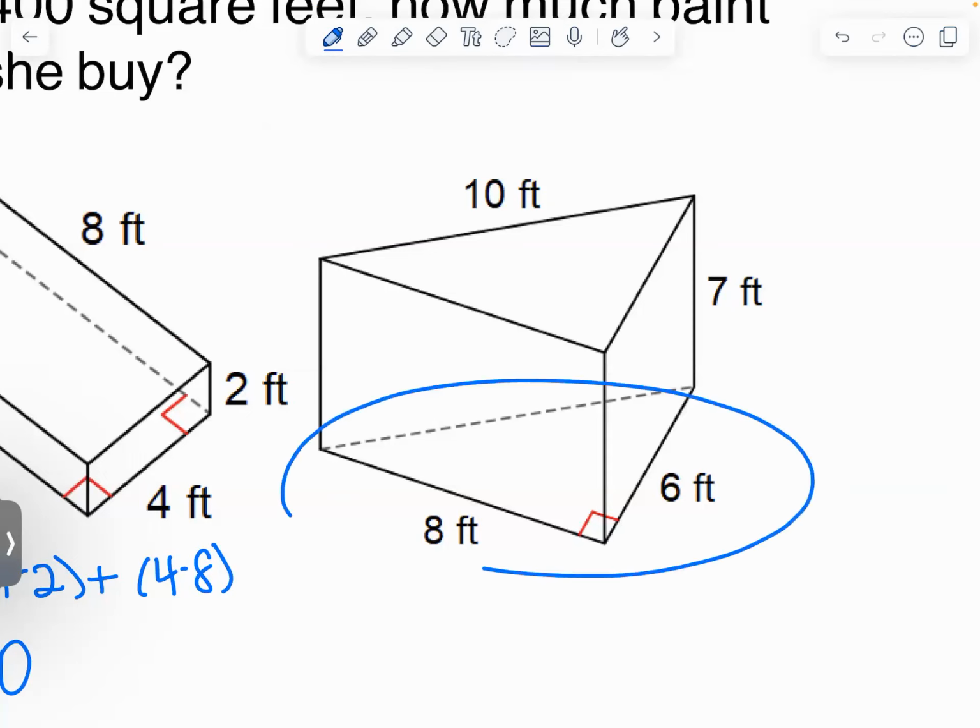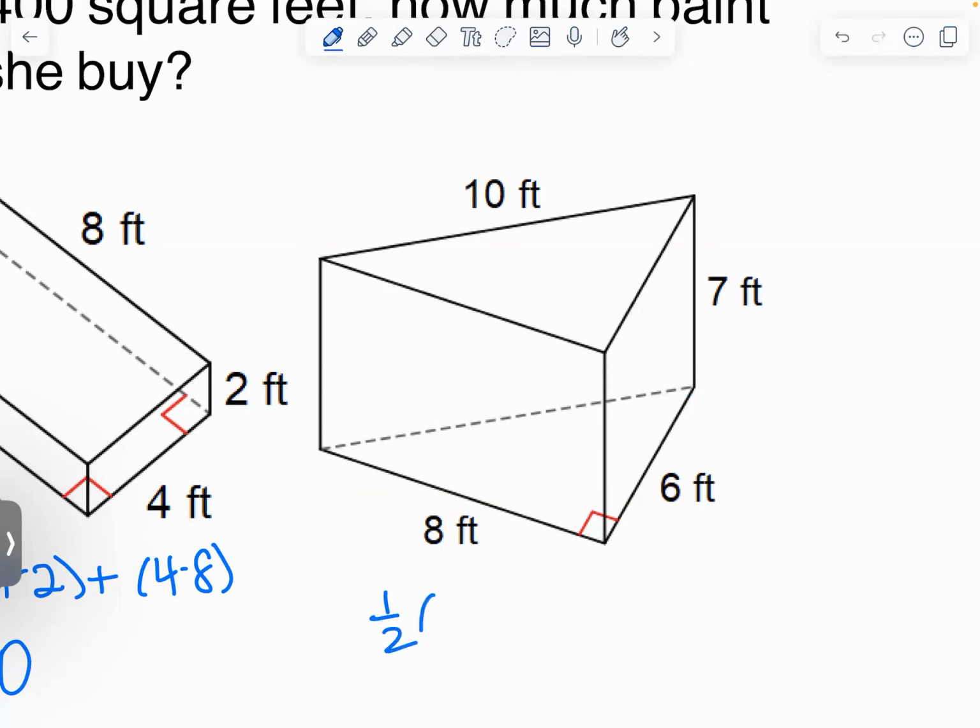If I find the area of the triangle, 1/2 base times height, right? So 1/2 times 6 times 8. That's the area of the triangle. It's a right triangle.